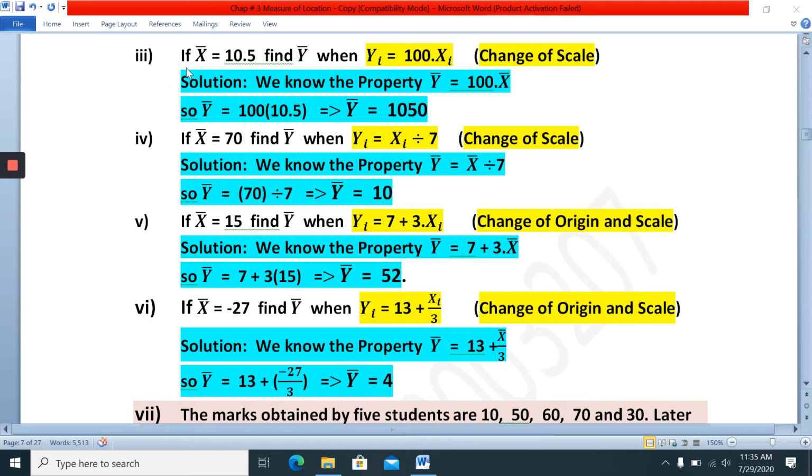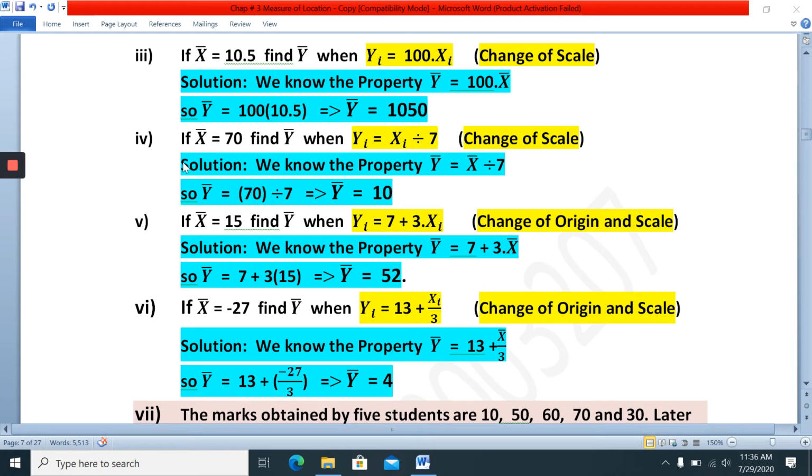Next, if x bar is equal to 10.5, find y bar when yi is equal to 100 times xi. Now when you multiply something, it becomes change of scale. Now it is change of scale property. We know the property, y bar is equal to 100 times x bar. So we have to find y bar. So write y bar as it is and 100 times the x bar answer. What is the x bar answer? 10.5. So y bar is equal to 100, inside the bracket is the x bar, 10.5. Multiply and you will get 1050, the y bar answer.